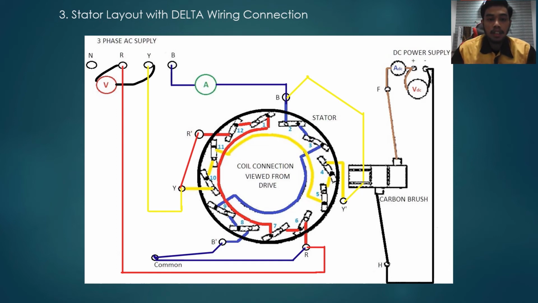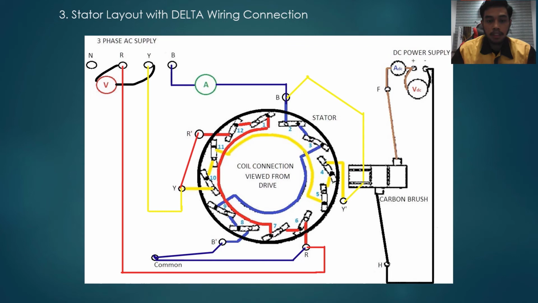First, the red phase from the supply will be connected to the input R phase here, and then to the two poles, which are from pole 6. From the output of pole 7 it will be connected to the output of pole 1, and then from the input of pole 12 it will be connected to the R prime output phase, and from there it will be connected to the input Y phase.